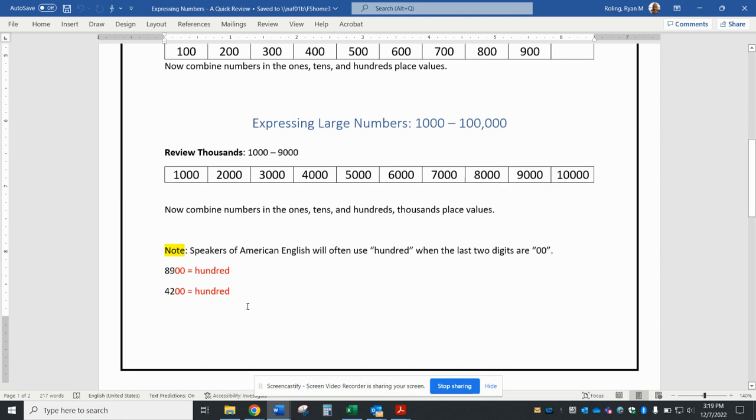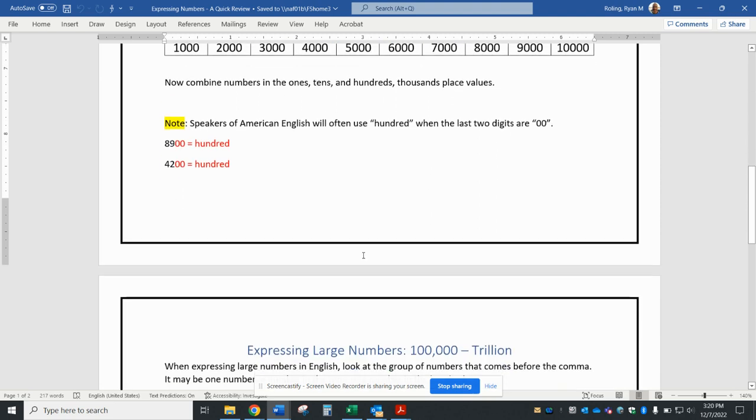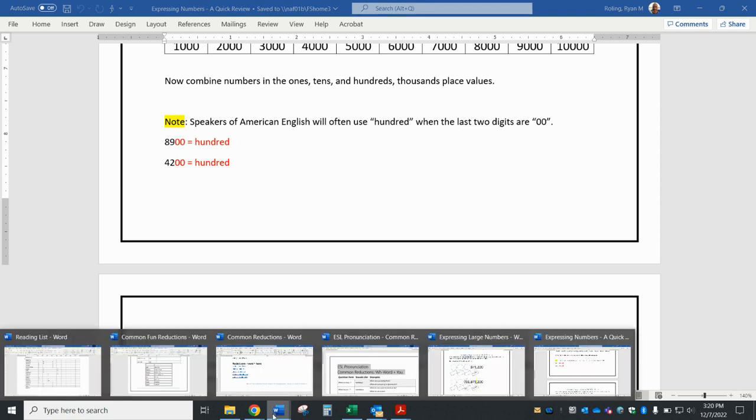Also, in English, if a large number ends with two zeros, we can say the word hundred. So for example, this number is expressed as eight thousand nine hundred. You can also say eighty-nine hundred. This number can be expressed as four thousand two hundred or forty-two hundred. Let's look at some large numbers.